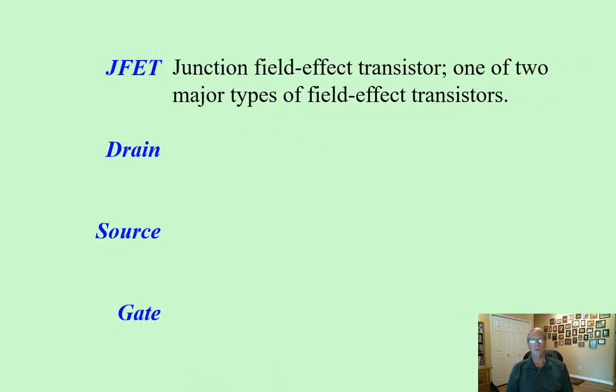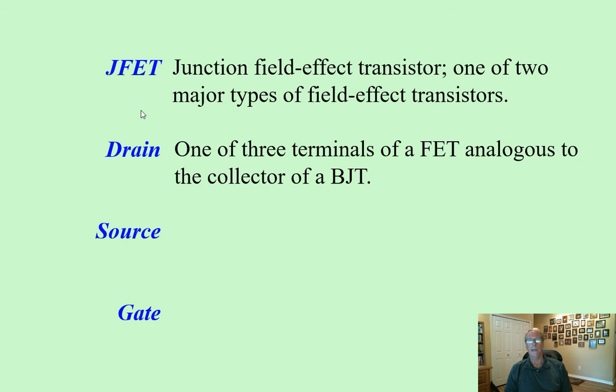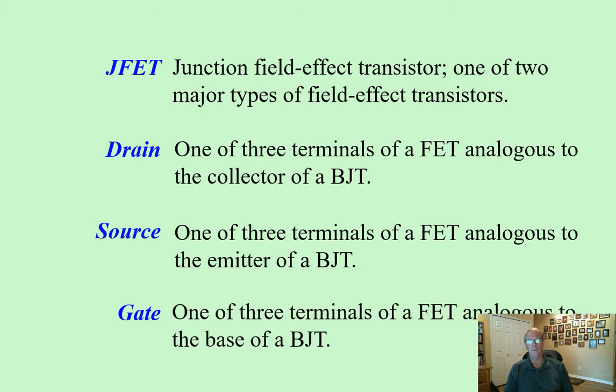And I think we have a couple little terms here. JFET, it's a junction field effect transistor. What's the other type? MOSFET, right? So JFET and a MOSFET. And each one of those has two different types in them, P-type and N-type. In depletion mode, in MOSFETs there's even more. There's depletion mode and enhanced mode. So the drain is one of the three terminals. It's analogous to the collector, the source is analogous to the emitter, and the gate is analogous to the base of the BJT.